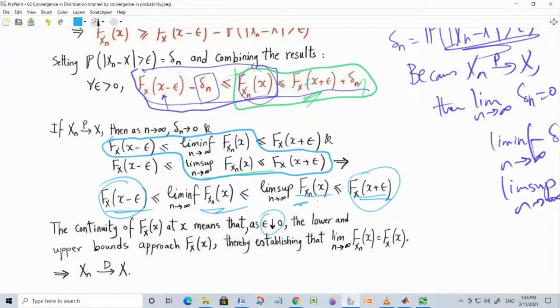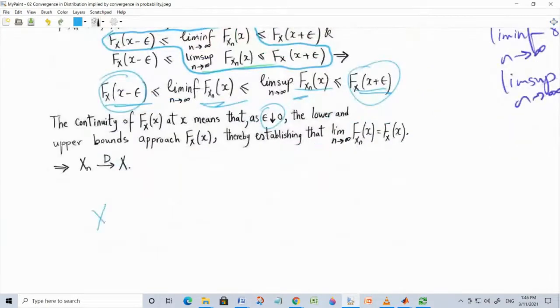So this is actually the case of interest. If at small x the CDF of big X is not continuous, we don't care about what's going on. Perhaps the definition of convergence in distribution is written in this way so that we get this result here, that convergence in probability implies convergence in distribution. So that's again a nice result.